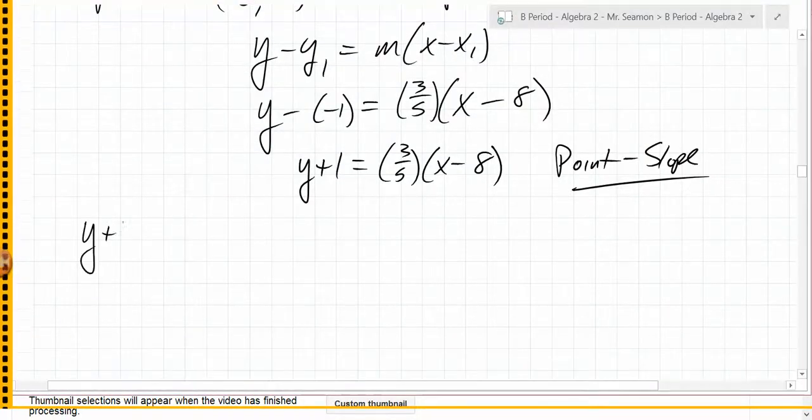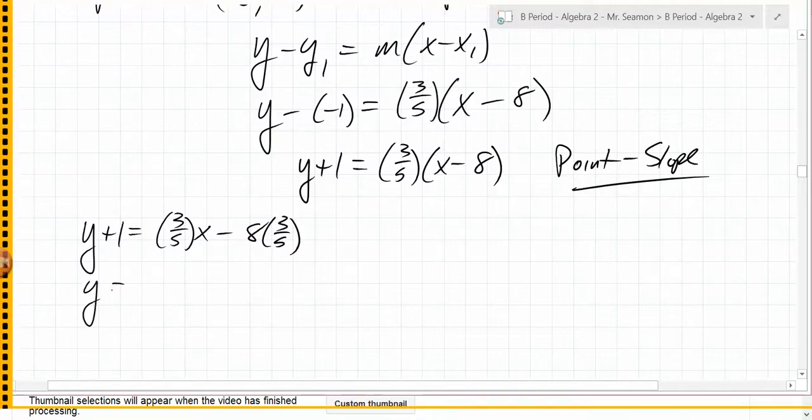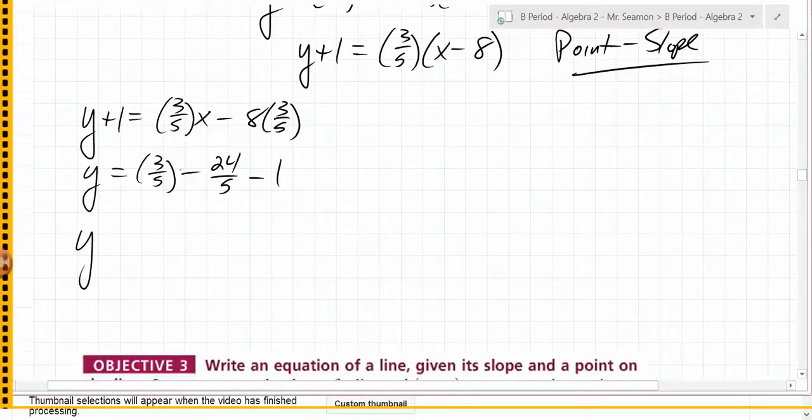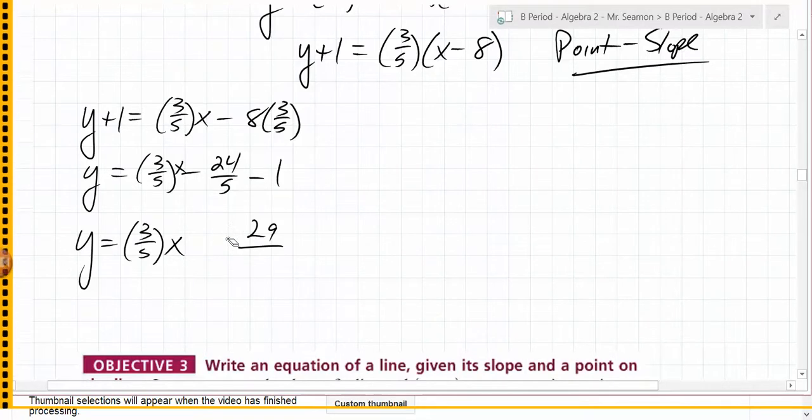So you get y plus 1 is equal to 3/5 times x minus 8, and then y equals 3/5 x minus, was it 24 over 5? Then minus what? 1. Do you have to clean it up a little bit more? There's an x right there. 3/5 x minus what? Close. You're subtracting 1, right? Minus 29 over 5.